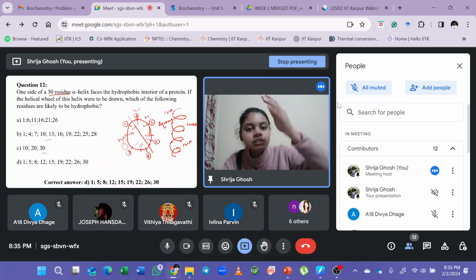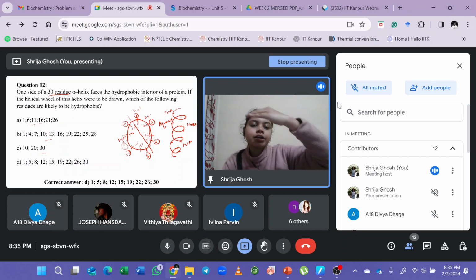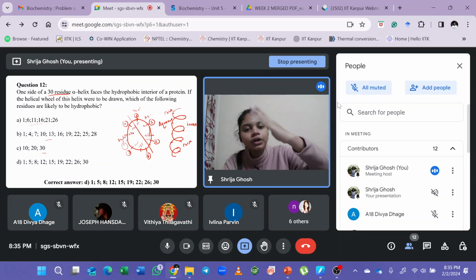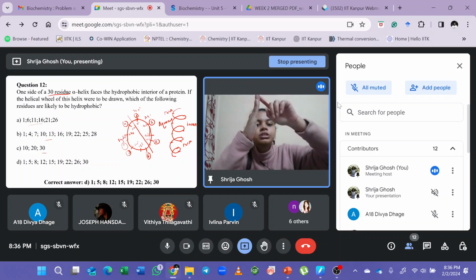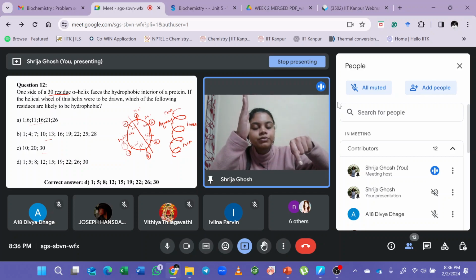So you have to just keep drawing each and every residue after 100 degrees. After a 100-degree angle, you have to draw the next residue. There might be a question where you have been given a helical wheel already and you would be asked to write the sequence of the peptide. In such cases, you see the first amino acid, and after the first amino acid, just go 100 degrees. The 100-degree turn will give the next amino acid.